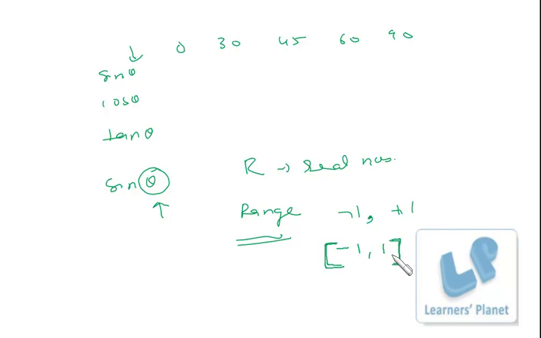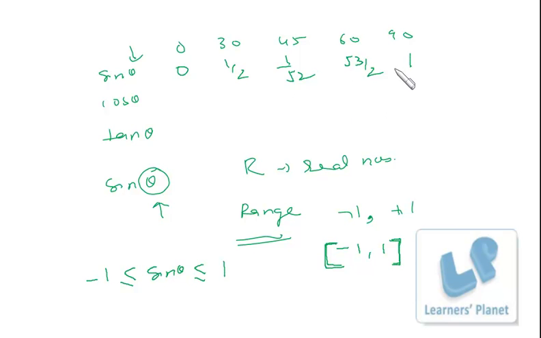This bracket shows both the values written over here are included, and the range is all the numbers from -1 to 1. That is, the value of sin theta will be greater than or equal to -1 and less than or equal to 1. So this is the range of sin theta. That means whatever value of theta you put, sin theta will be between -1 and 1, right? You can observe sin 0 is 0, sin 30 is half, sin 45 is 1 by root 2, sin 60 is root 3 by 2, and sin 90 is 1, right?